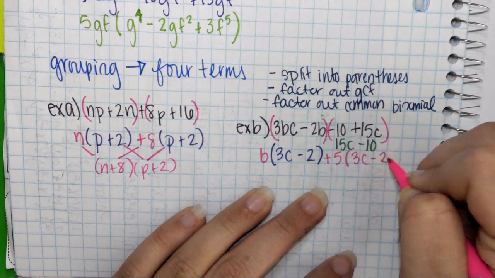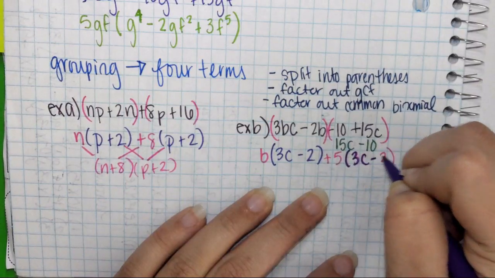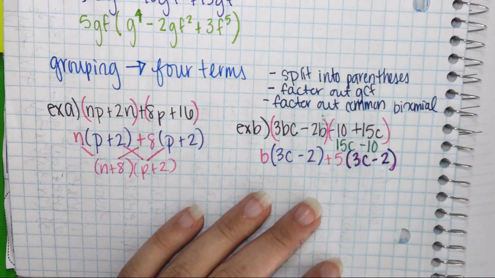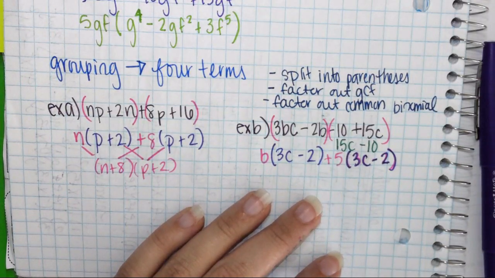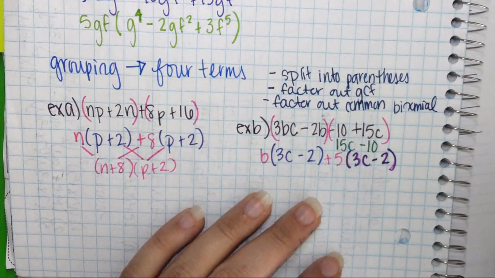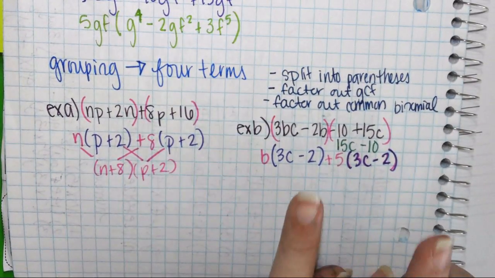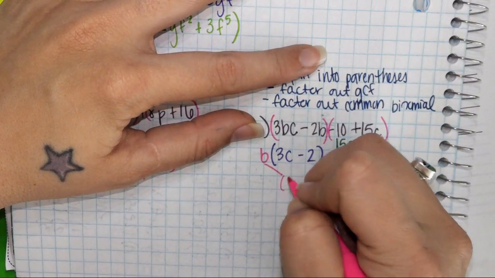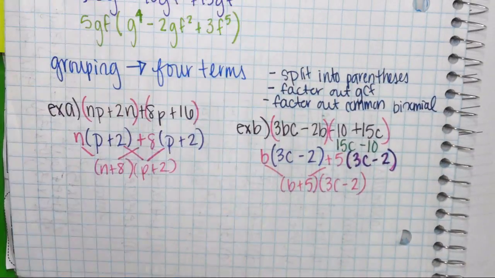3C minus 2. Where did y'all get 3C minus 2 from? Mason's telling us. So 15 divided by 5 is 3, and you keep the C, and then negative 10 divided by 5 is negative 2. Now, are the binomials the same? Yes. Okay, so we're going to write it as B plus 5 times 3C minus 2.